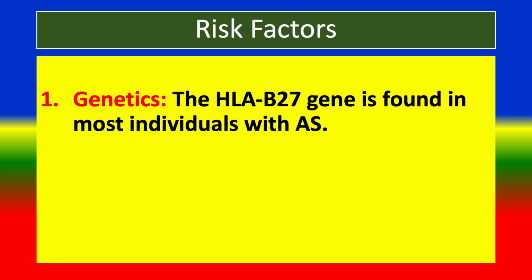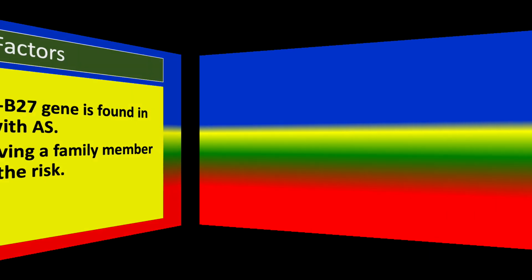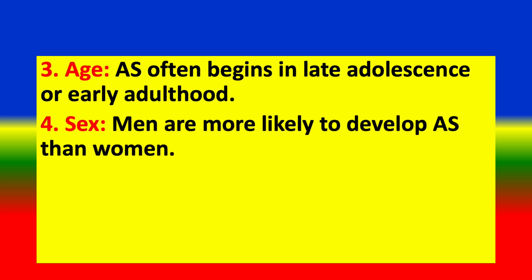Risk factors. 1. Genetics. The HLA-B27 gene is found in most individuals with AS. 2. Family history. Having a family member with AS increases the risk. 3. Age. AS often begins in late adolescence or early adulthood. 4. Sex. Men are more likely to develop AS than women.